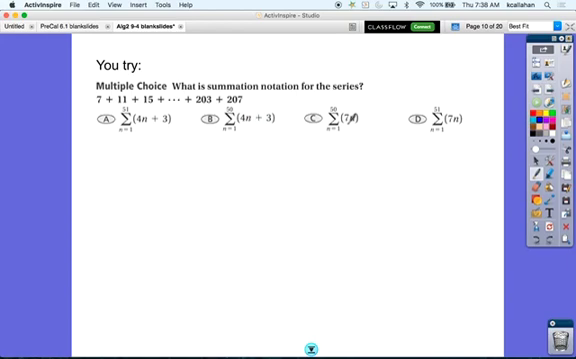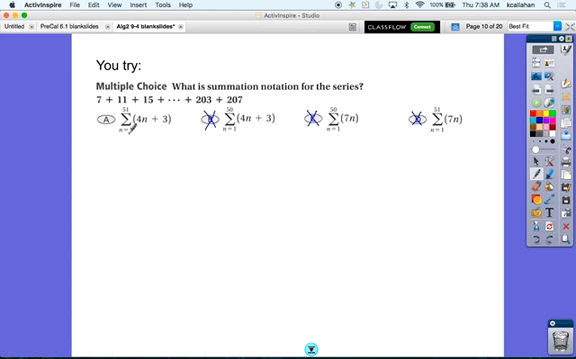Okay, let's look for the last term. If I put in the 51, I should get 207. 4 times 51 is 204, plus 3 is 207. That works. Okay, plug in 50. 4 times 50 is 200 plus 3. That's 203. That's not right. Can't be that. 50 times 7 is 350. That can't be right. And 51 times 7 would be 357. That can't be right. So actually, we could tell that it's this one here.